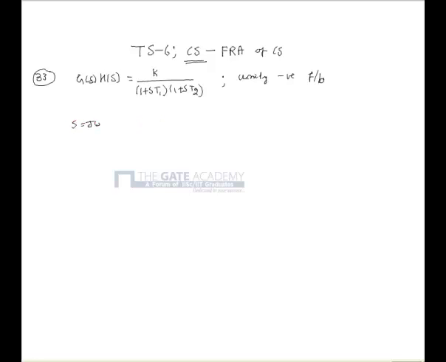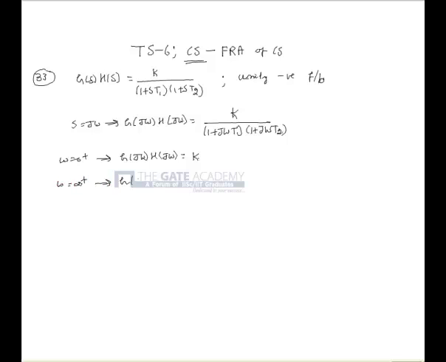Put s is equal to j omega in the given G(s)H(s). We get G(j omega)H(j omega) is equal to K by (1 plus j omega T1) multiplied by (1 plus j omega T2). Put omega equal to 0 plus. From this, we get that G(j omega)H(j omega) is equal to K, and substitute omega equal to infinity plus. From this, we get G(j omega)H(j omega) is equal to 0 phase minus 180 degrees.